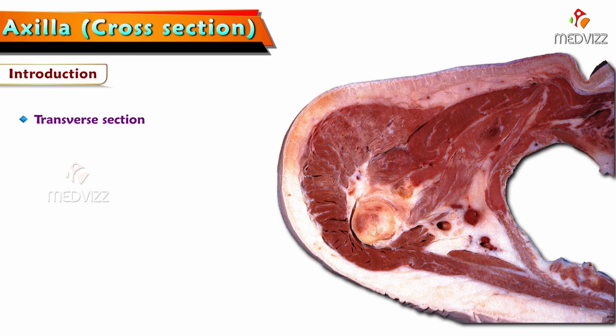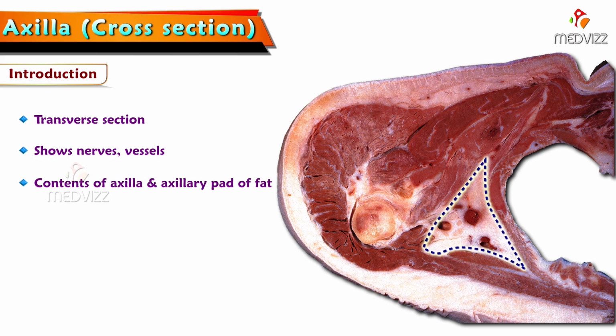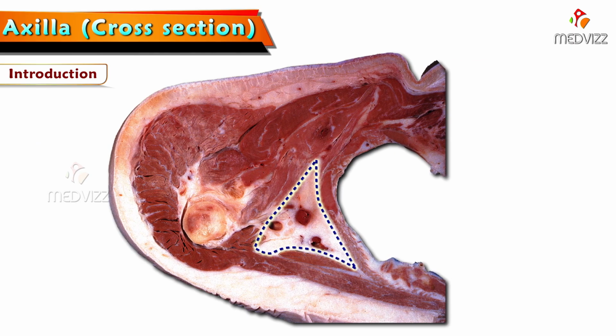So in the transverse section, we can observe some nerves and vessels which are present in the middle. This part hints that these are the contents of the axilla, along with the axillary pad of fat. We will check these contents later. First we will see the orientation of the specimen to make out which is anterior, posterior, lateral and medial. So we will begin with the identification of the walls of the axilla.